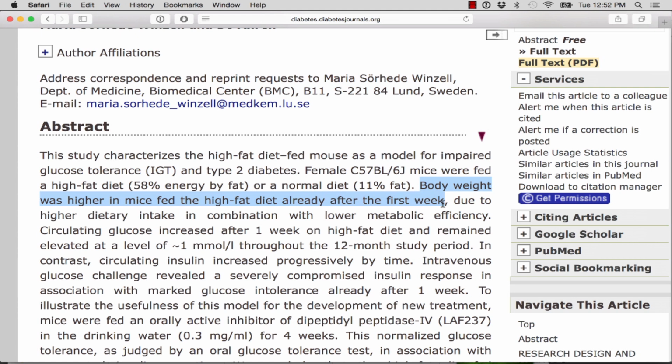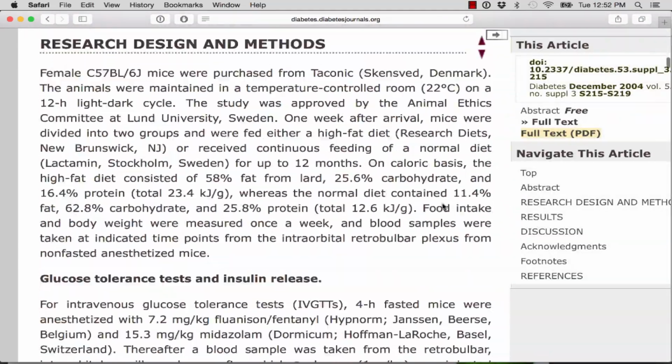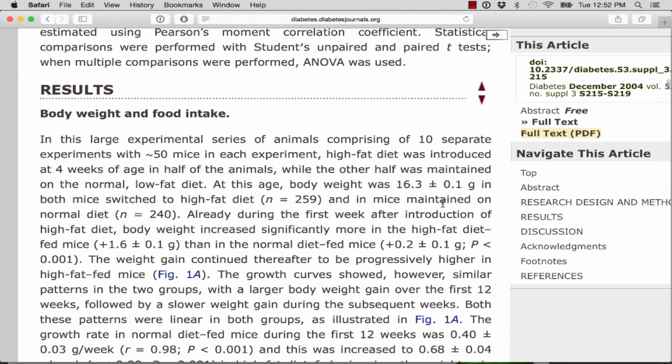So that is a scientific conclusion. So how did they come to this conclusion? And that's one of the things we're going to explain here, and also to explain how statistical inference is involved in this conclusion. So if you go down further to the results section, where they convince us that that's the case, you see things like body weight was 16.3 plus or minus 0.1.